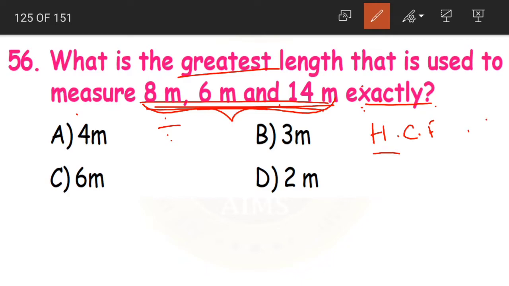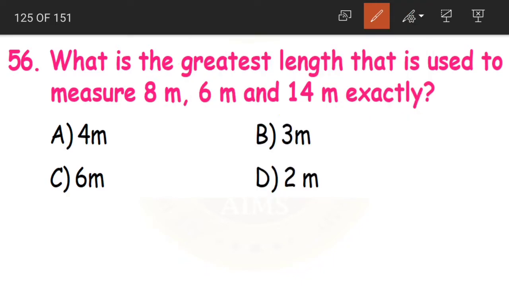So we are going to find out the HCF, also known as the highest common factor, of 8, 6 and 14. Now one way to find out is, let us take the first number 4 here.